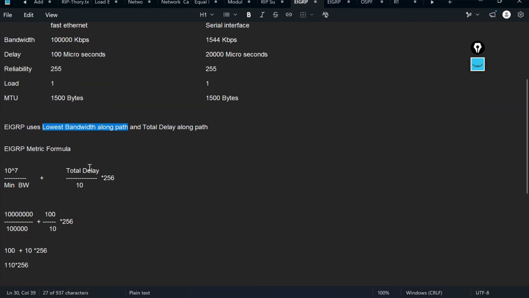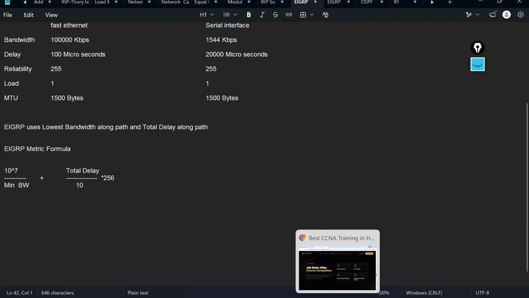The formula is this one. The EIGRP metric formula is 10 to the power of 7 divided by the minimum bandwidth, plus the total delay divided by 10, multiplied by 256. See here, 10 to the power of 7. Now see what is shown in the topology table. What are the metrics in the topology table?